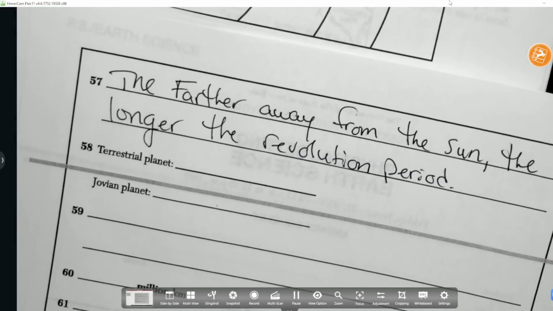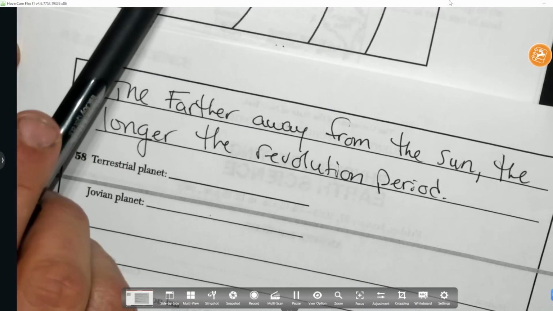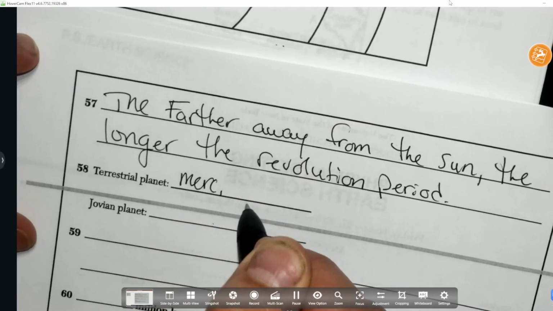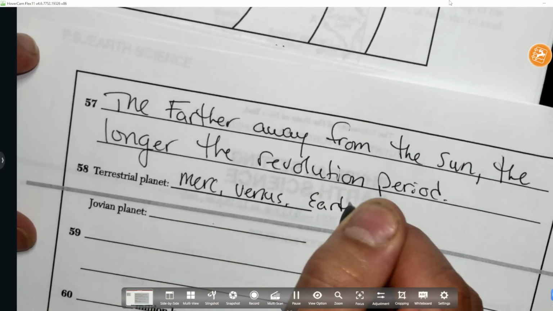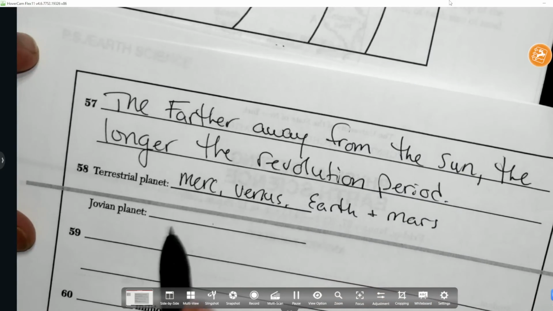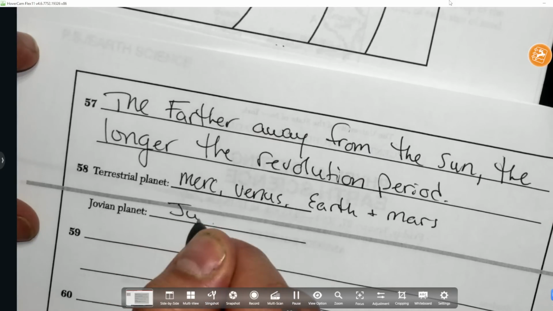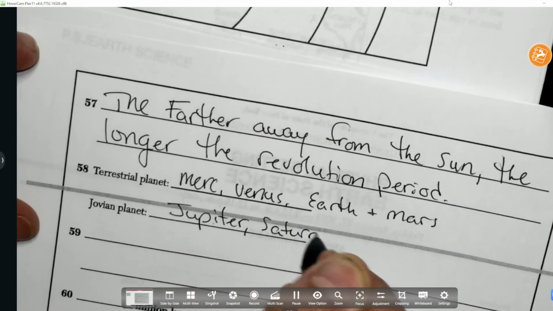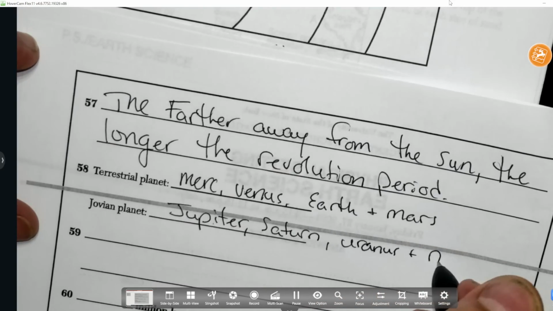58. Can we name the terrestrial planets? Well, there they are. Mercury, Venus, Earth, Mars. Those are the rocky little guys. And then we've got the Jovian planets, also known as the gas giants. That would be, bless you, Jupiter, Saturn, Uranus, and Neptune.